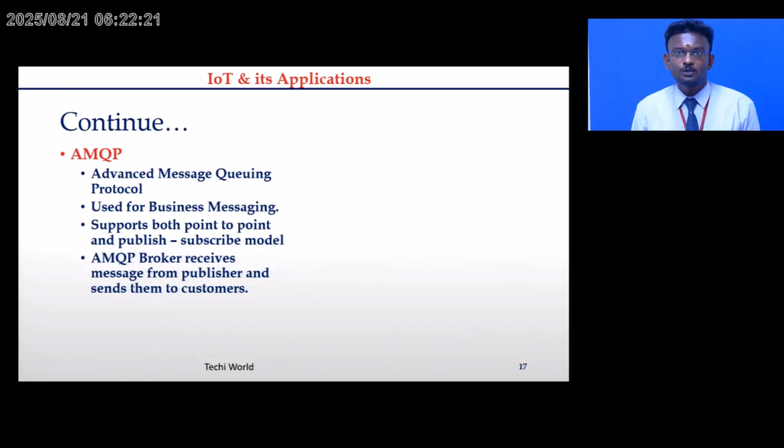And AMQP, the Advanced Message Queuing Protocol, is used for business messaging and supports both point-to-point and publish-subscribe models. The publish-subscribe model means only the clients who have subscribed to a particular topic will be able to receive the data.